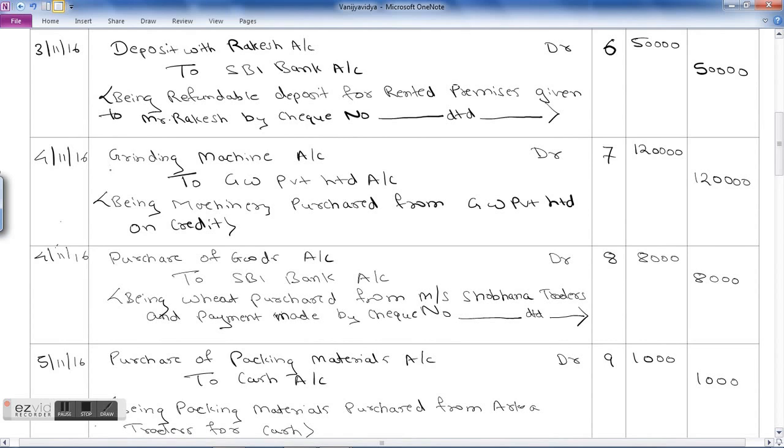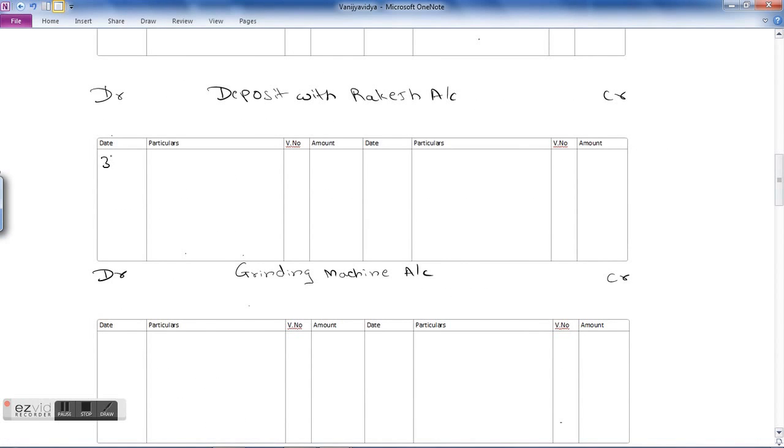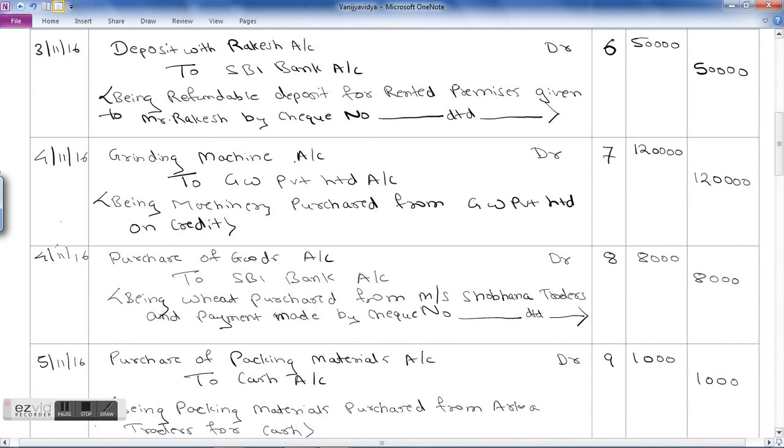Okay, 3/11/2016 is the date of transaction. 3/11/2016 to SBI bank account. Okay, and what is the voucher number and amount? Amount is 50,000. Voucher number is 6.